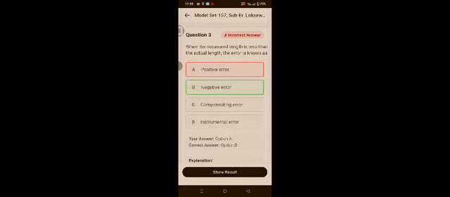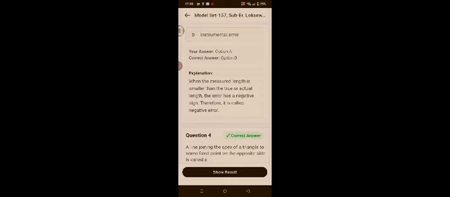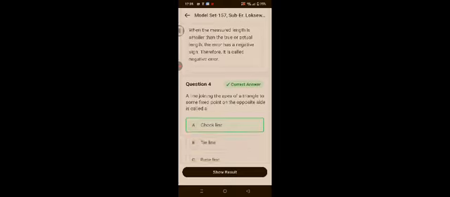When the measured length is less than the actual length, the error is known as negative error. Measured length is less than actual length, and the error is negative error. एक्चुअल लेन्थ भन्दा चाहिँ मेजर लेन्थ लेस छ भने त्यो इरर भनेको नेगेटिभ इरर. When the measured length is smaller than the true or actual length, the error is negative, therefore it is called the negative error.